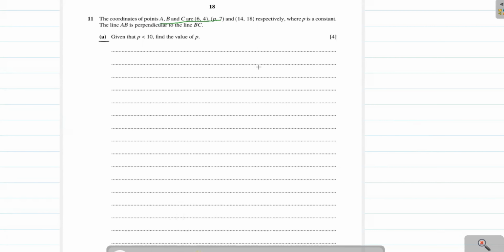Question 11. The coordinates of A, B, C are 6, 4; P, 7; and 14, 18. The line AB is perpendicular to BC. Suppose this is the line BC and this is the point A. AB is perpendicular to BC. Here the point B is P, 7, the point C is 14, 18, and the point A is 6, 4.